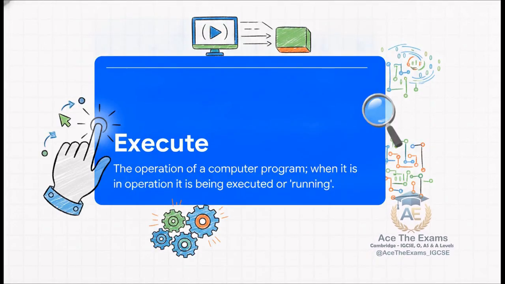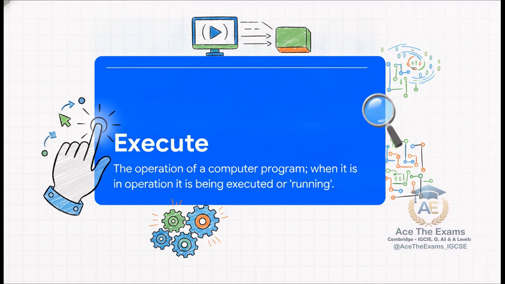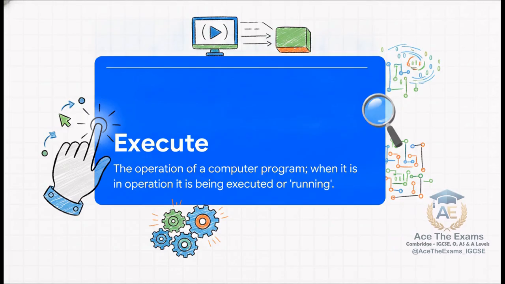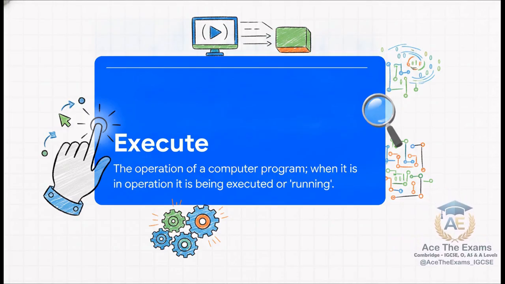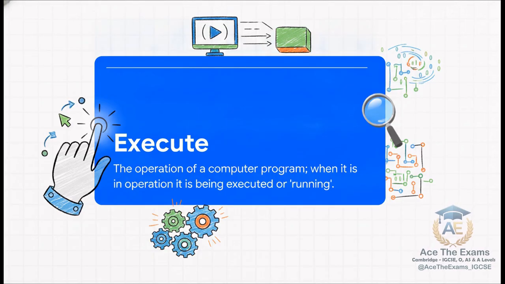Now, you're going to hear the word execute quite a bit as you learn to program. To execute simply means the operation of a computer program. When a program is in operation, it is being executed, or running. Bringing that written code to life so you can test your logic and see the output, that is the execution phase.